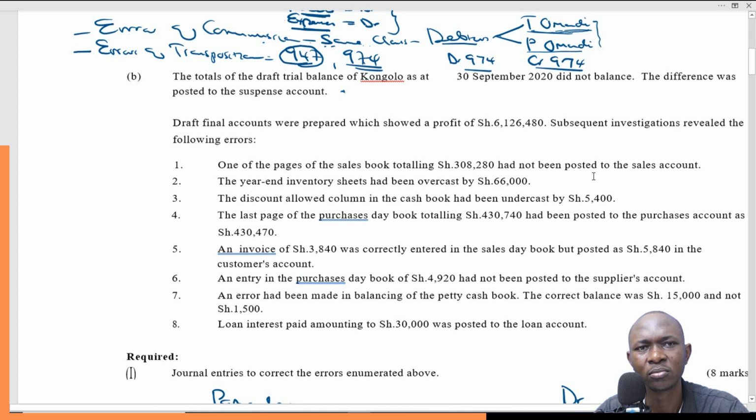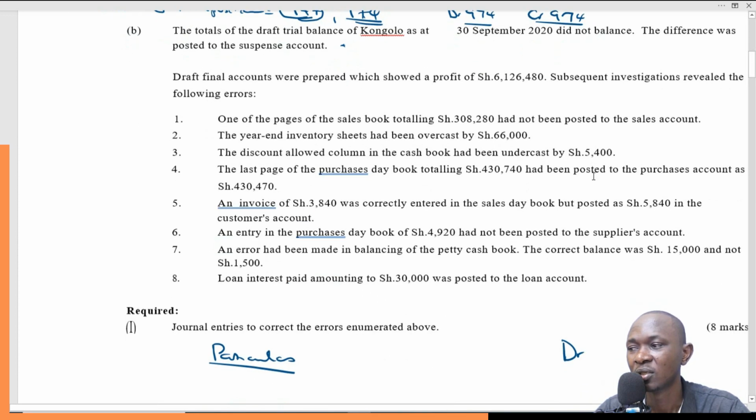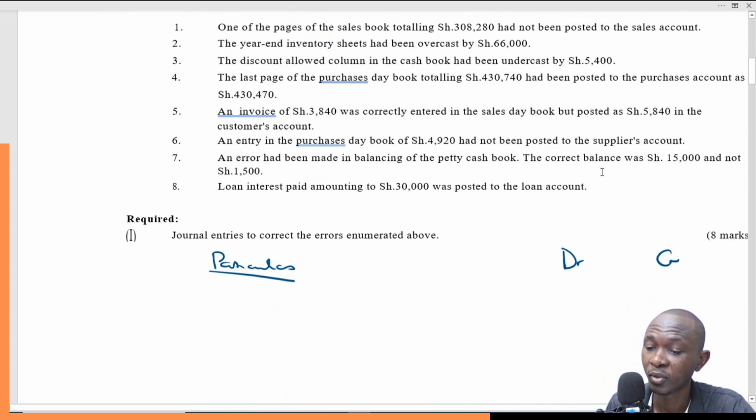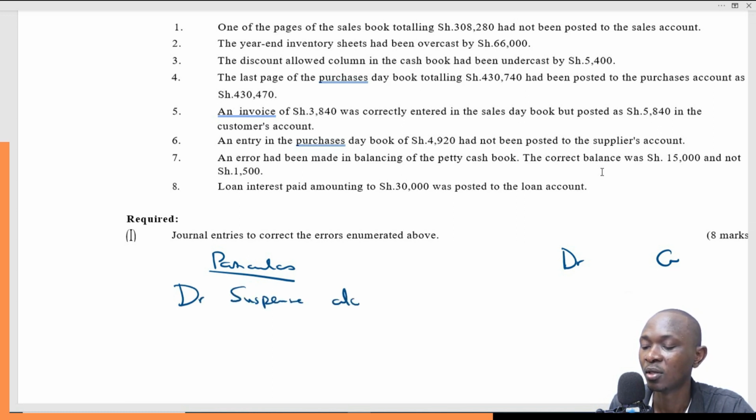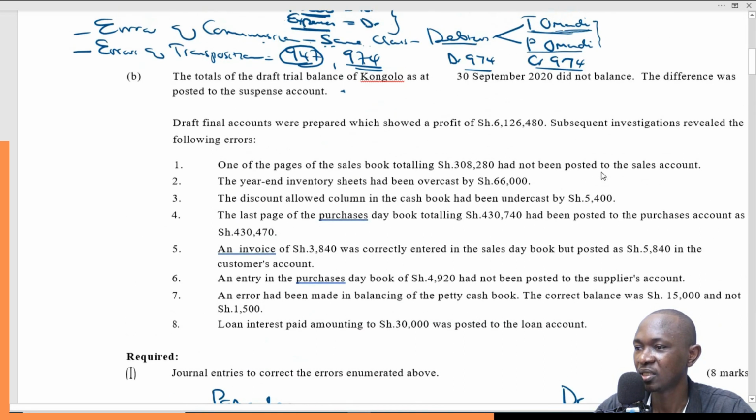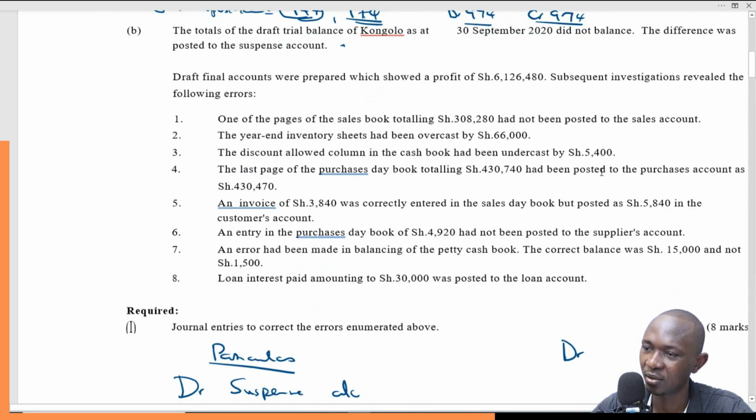You simply post. It was not posted. So what do we do? We post. Sales is a credit account. So we debit the suspense account because the mistake only happened in one account. Any time a mistake happens, it affects only one account. The other account is always the suspense account.